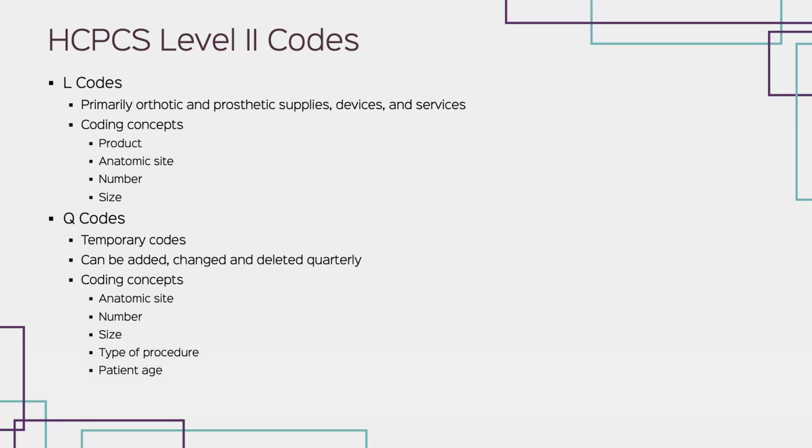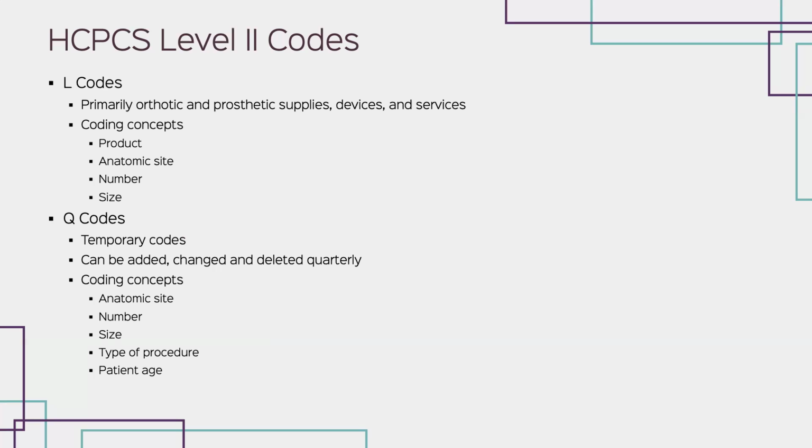Your L codes will include orthotic procedures and services, as well as any prosthetic procedures. Your key coding concepts are going to be your anatomic site, the number of services or procedures, the size, the type of the procedure, or even the product.